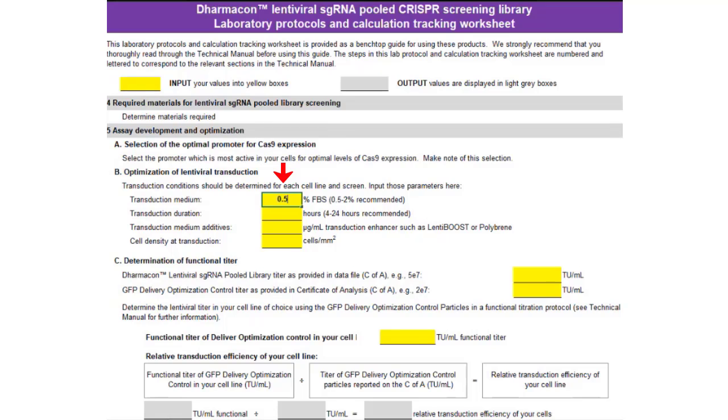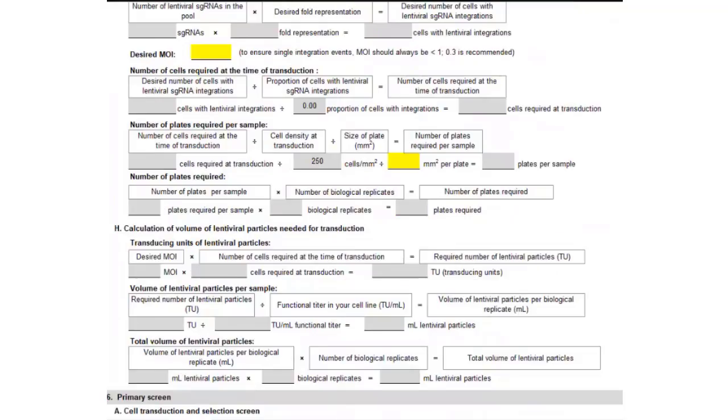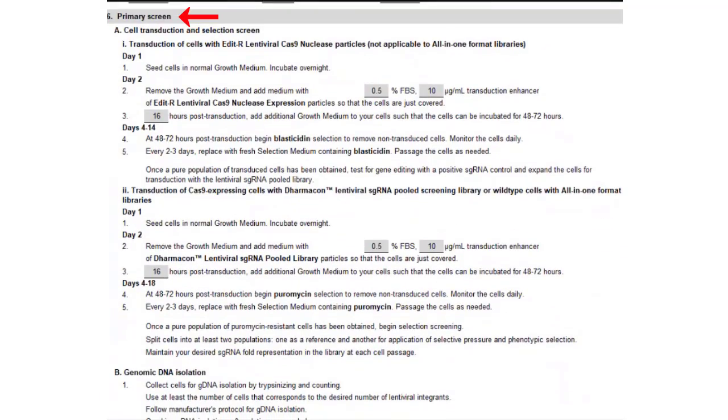0.5% FBS, 16-hour transduction, 10 micrograms per milliliter of a transduction enhancer such as polybrene, and 250 cells per millimeter squared. You can see that these numbers are being added to a personalized protocol in Part 6. You can use this for your primary screen.